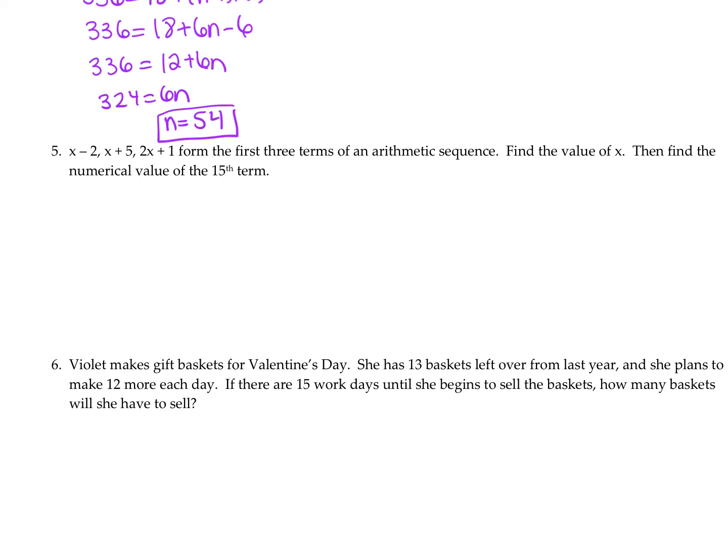All right, in 5, it's telling us that we have these 3 terms, a1, a2, a3, are the first 3 terms of an arithmetic sequence. Find the value of x, and then they want us to find the 15th term. So I know that a1 is x minus 2. I know that a2 is x plus 5. And I know that a3 is 2x plus 1.